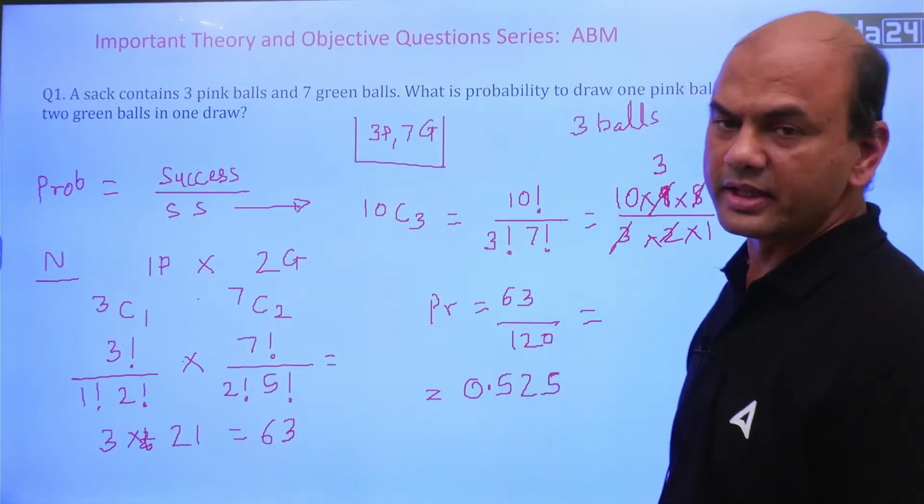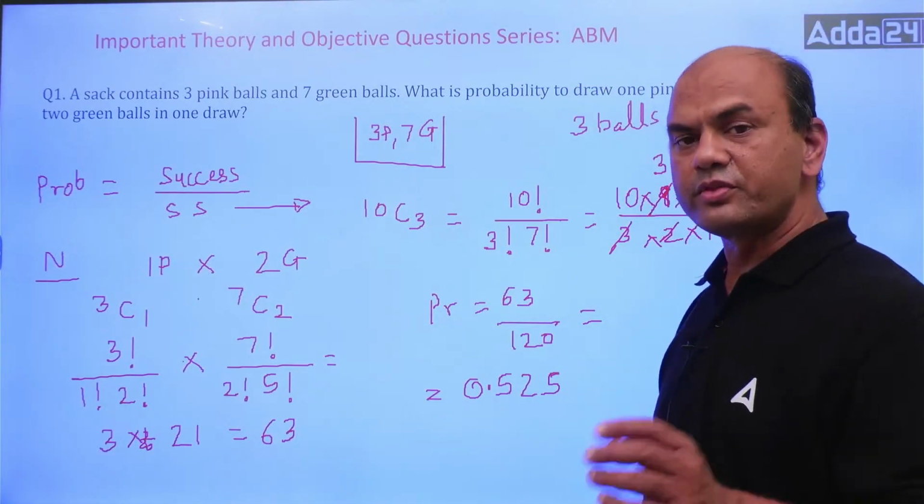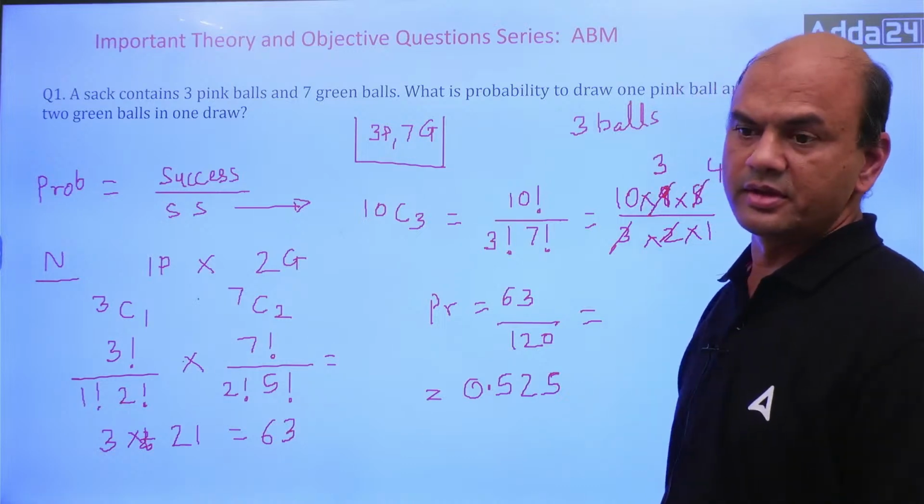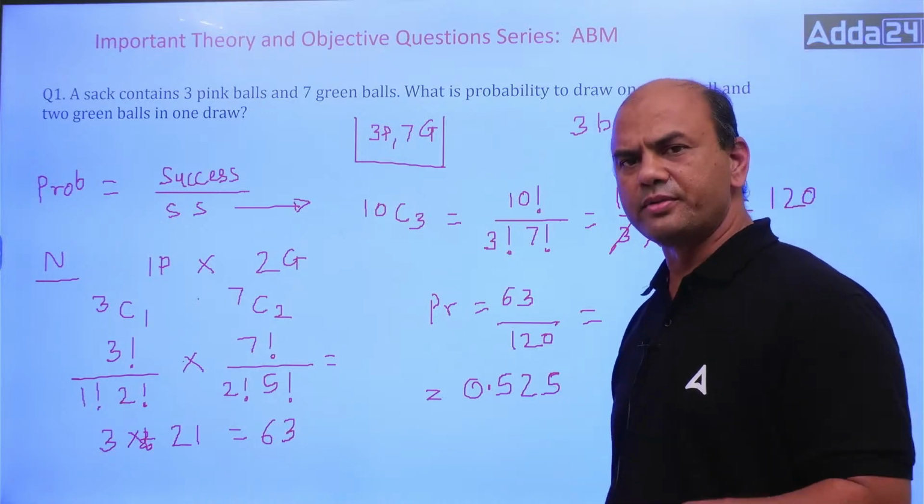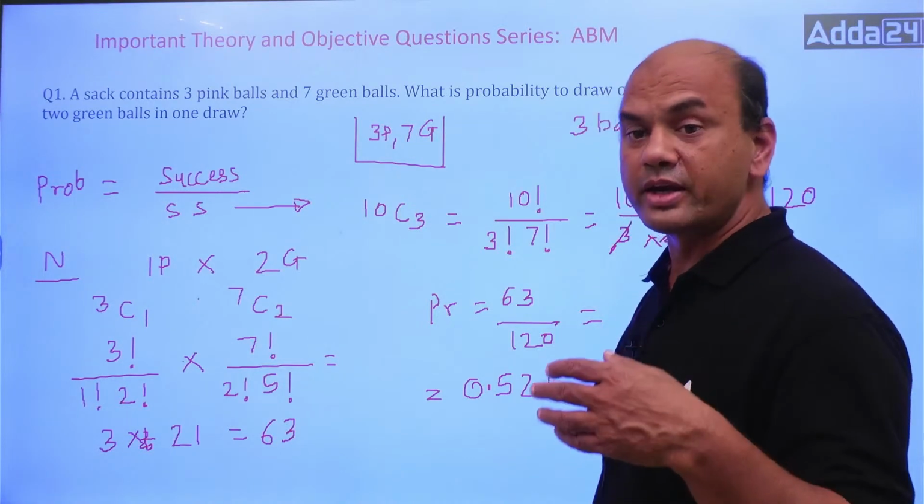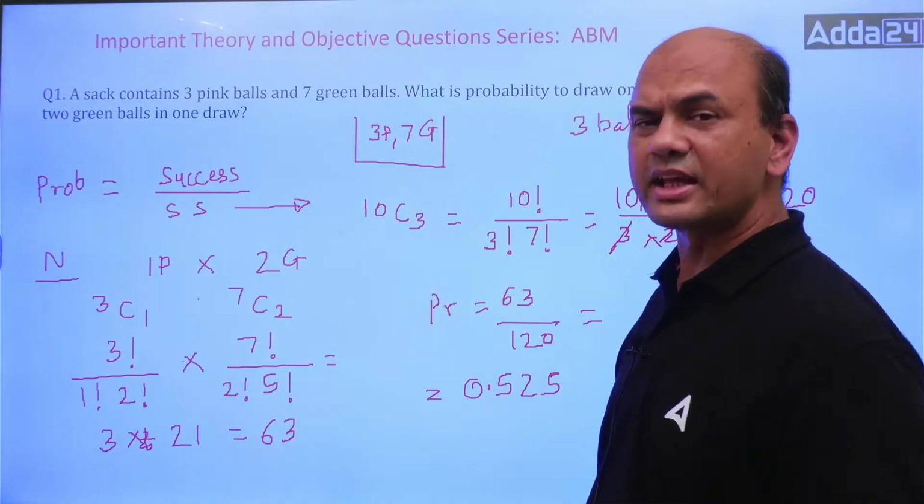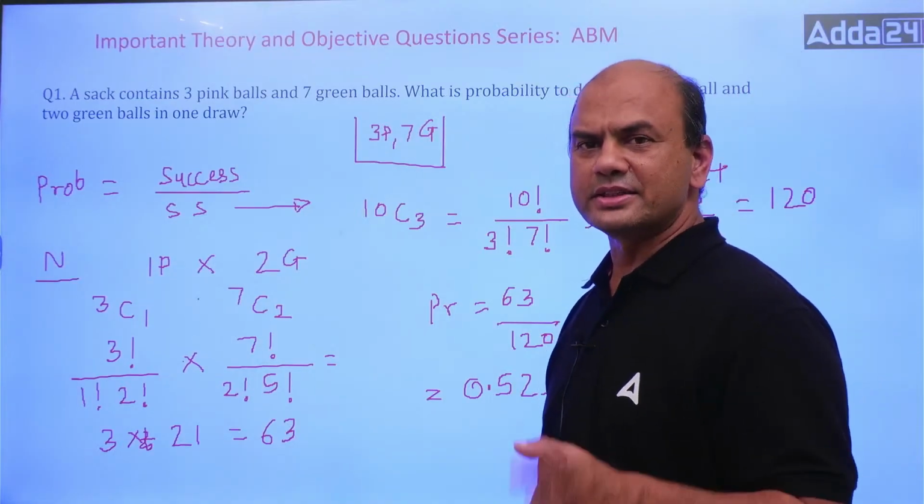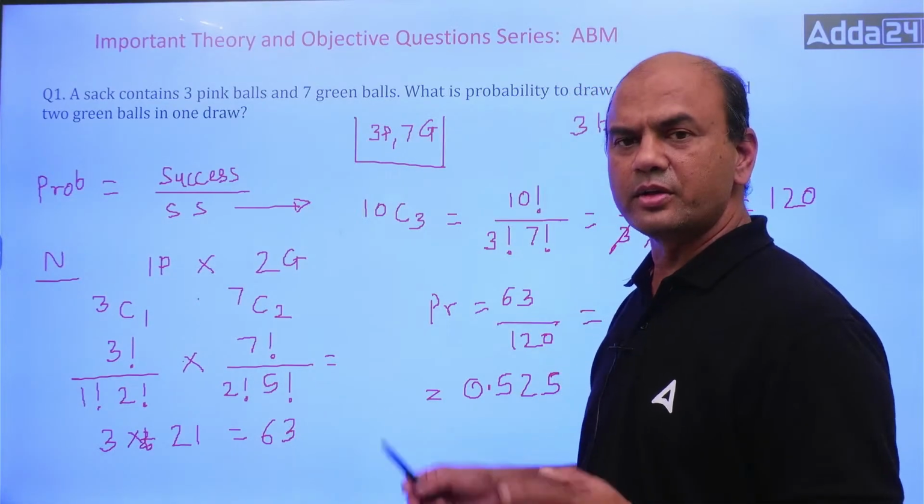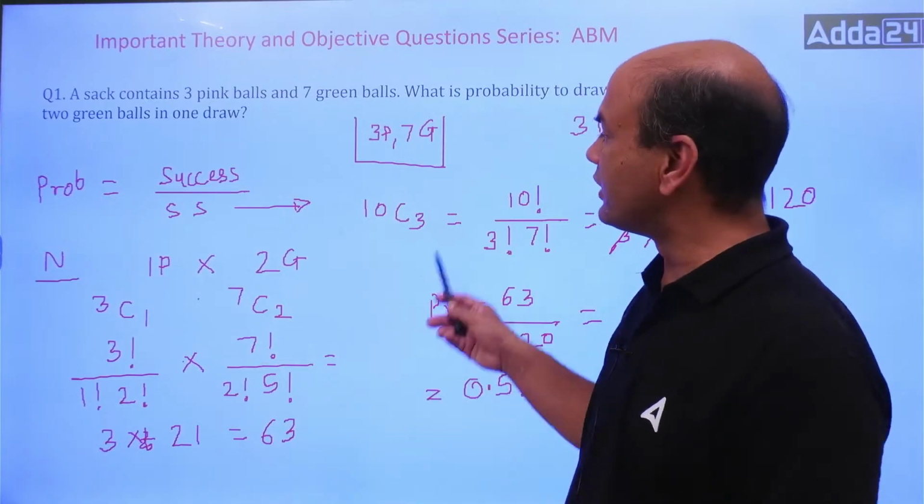Always when you solve any probability problem, always focus on the denominator first, because that is easier to find out. Success is very difficult to find out. In our life also, right? Success is difficult to find out. Denominator is easy to find out. Now let's look at success.